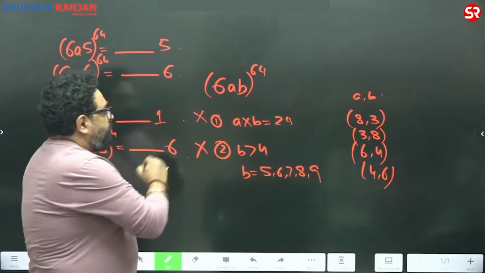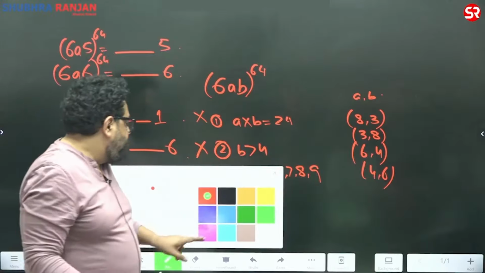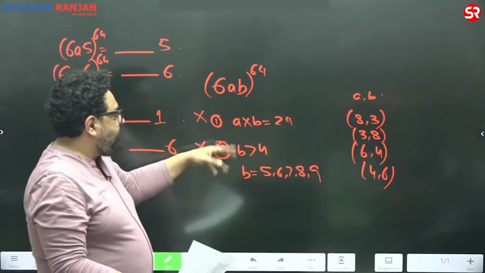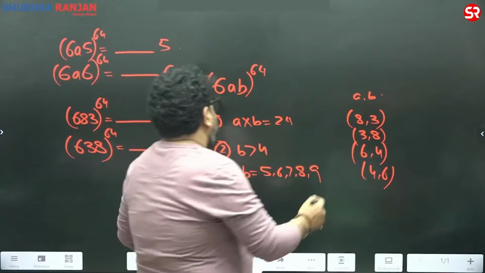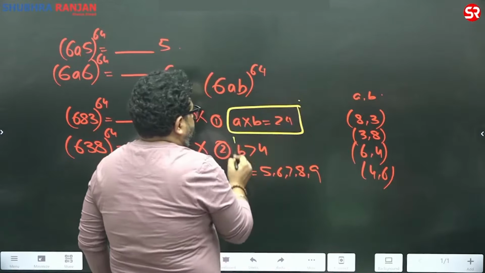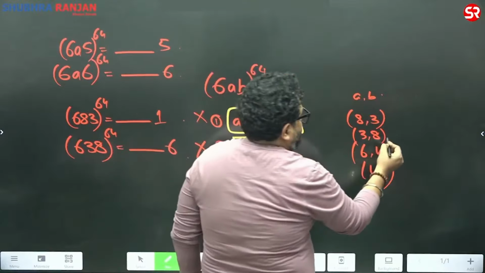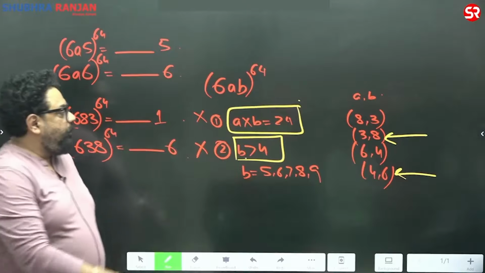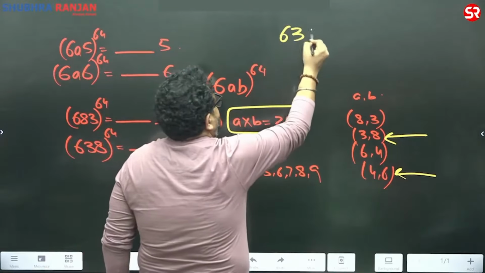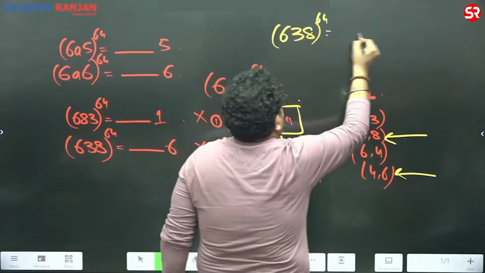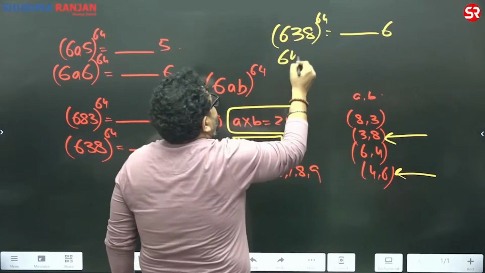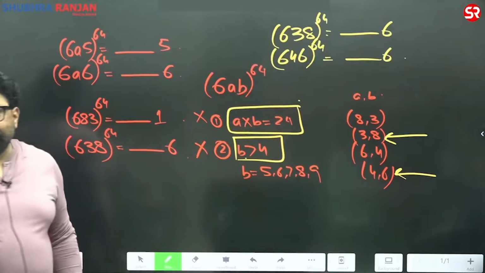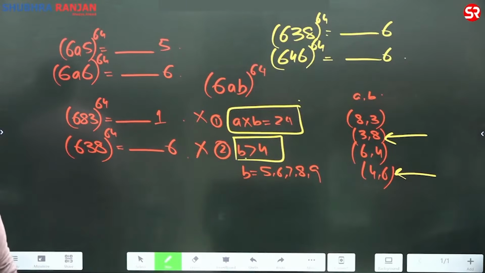Cross. When there are two crosses, then what do we do? We mix the two statements. So once I mix these two statements, right, what do I get? A cross B is equal to 24. B is greater than 4 is this option, or this option, which means now it is 638 raised to the power 64 definitely ends with 6, or 646 raised to the power 64 definitely ends with 6. With the mixing, you get a unique answer. Unit place is 6, answer is 3.